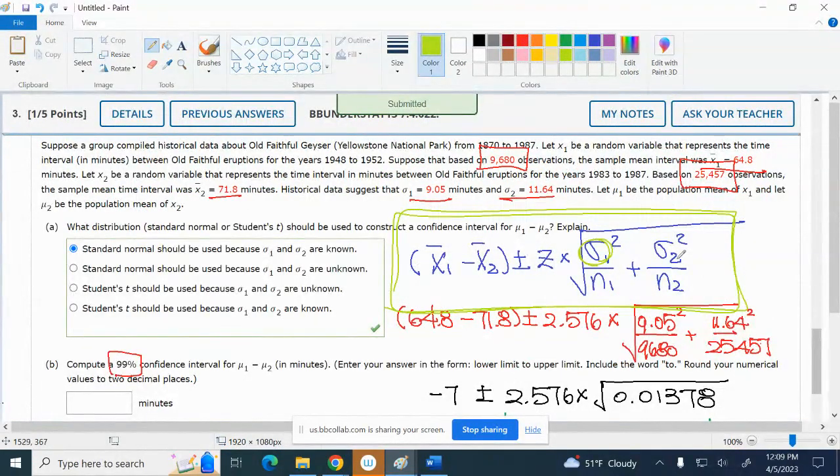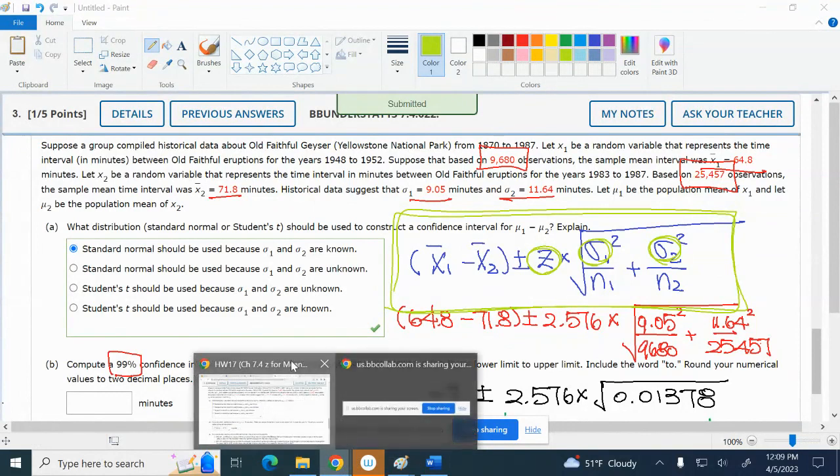With the sigmas and the z-score. Any question? That was the last topic. Yeah, it's comparing the two population means. It's making the confidence interval for the mean difference.